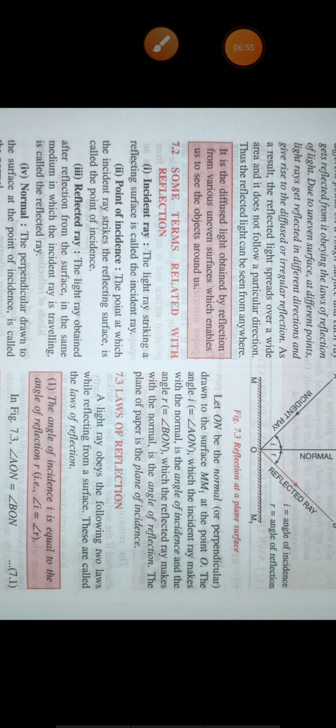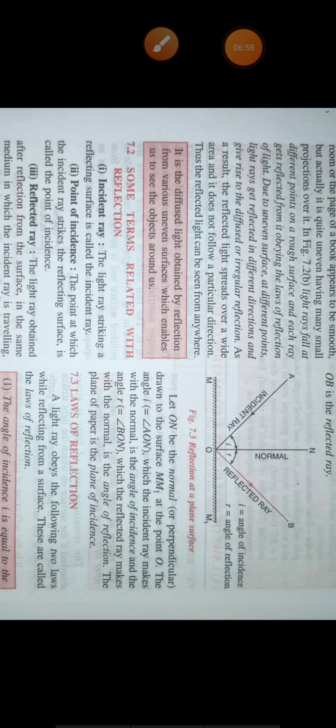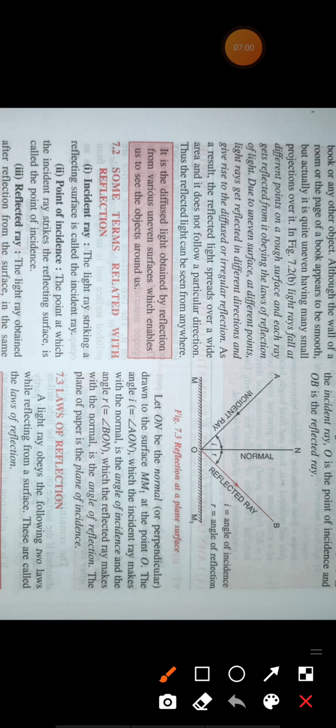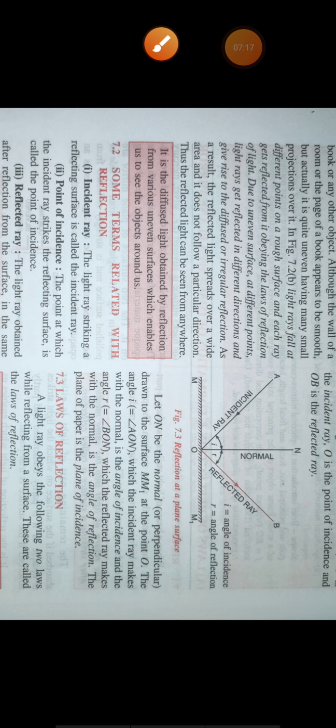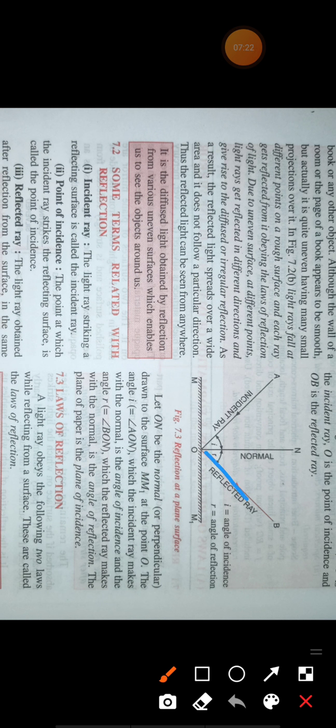Now there are some terms related with the reflection. The first is incident ray. What is incident ray? The ray of light which falls on the surface is called the incident ray. So here AO is your incident ray. Reflected ray means the ray which bounces back from the surface. So here OB is your reflected ray, because it is bouncing back from the surface.